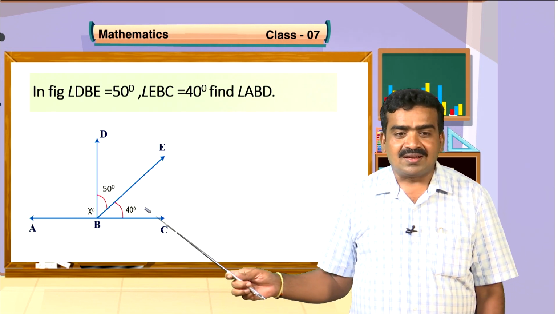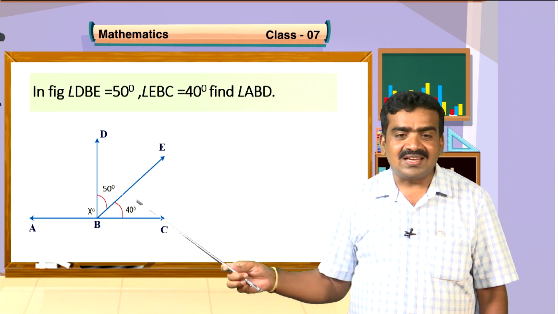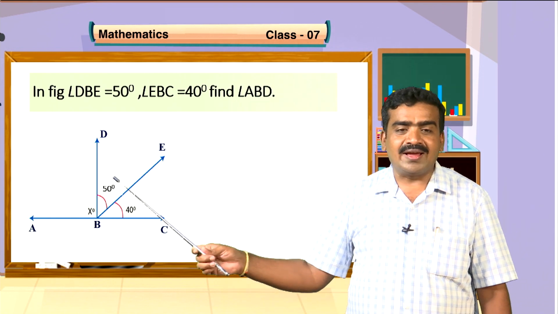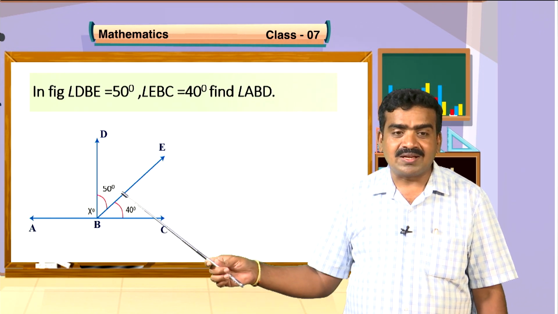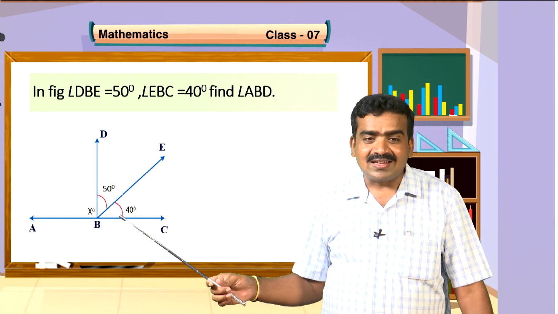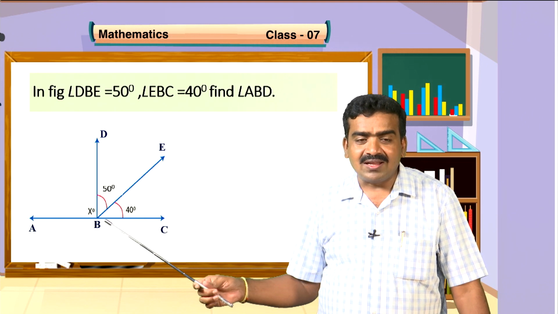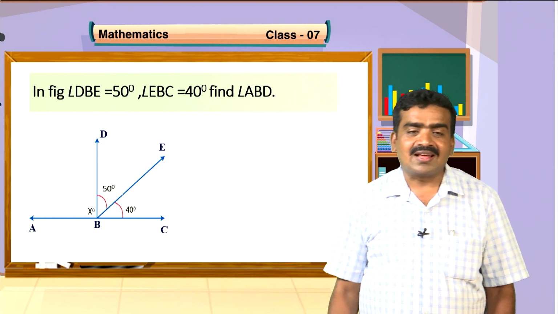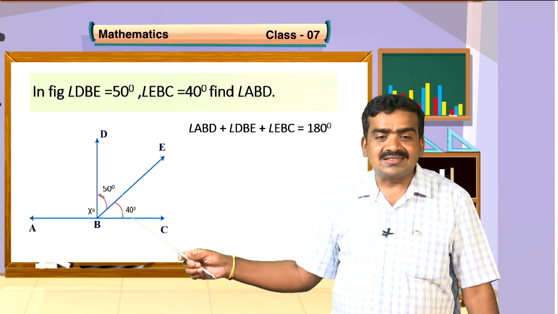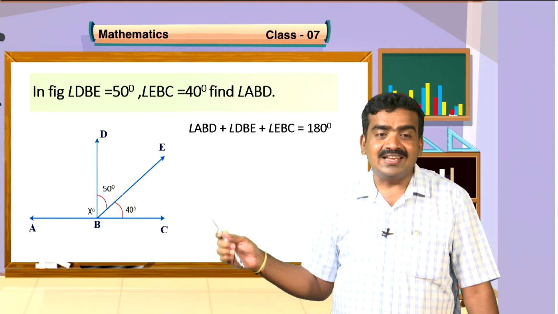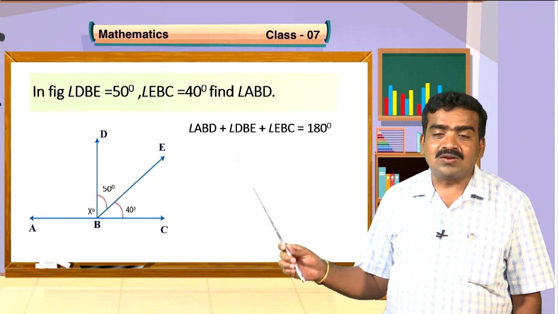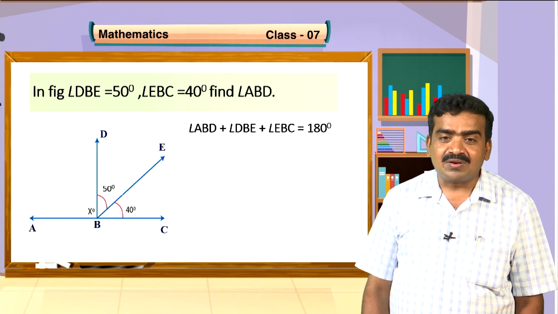So, here there are three angles. The sum of these three angles gives us 180 degree. Therefore, here there are two angles which form complementary angles because 50 plus 40 is 90 degree. These two are complementary angles. With the help of this complementary angle, it is easy to calculate another angle which is given in the figure. Now, if you add these three angles, angle ABD plus angle DBE plus angle EBC is equal to 180 degree, then what we have to do here?